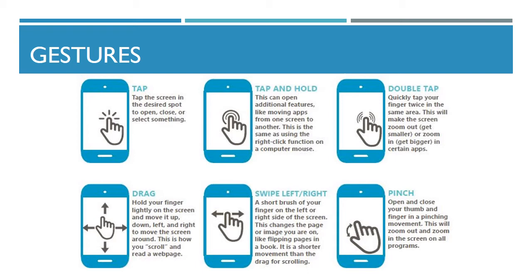Dragging means you are holding the pad of your finger lightly on the screen and moving it up and down, left and right, to move the actual screen around, the equivalent of scrolling on a computer. You don't need to drag your finger from the very top to the very bottom. Instead, a short drag will do. And then swipe left and swipe right is very similar to dragging. And this is a short brush of your finger towards the left or right side of the screen. And this is used to change the page or image you are on, much like flipping pages in a book.